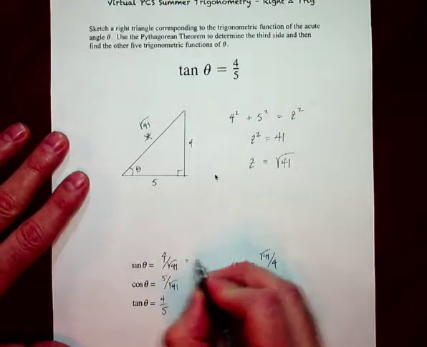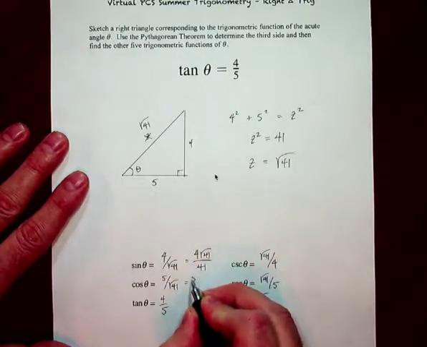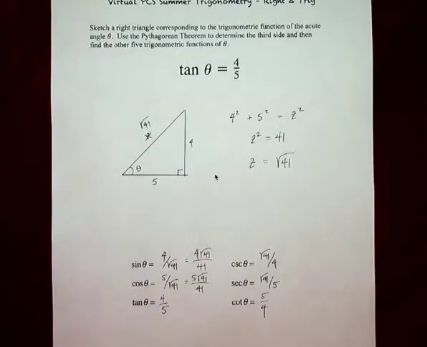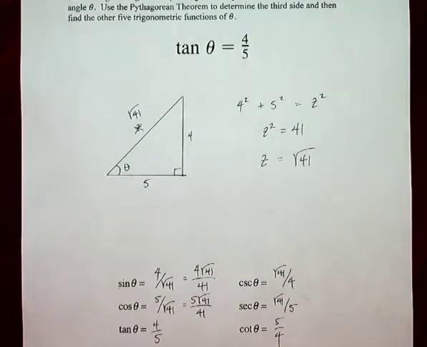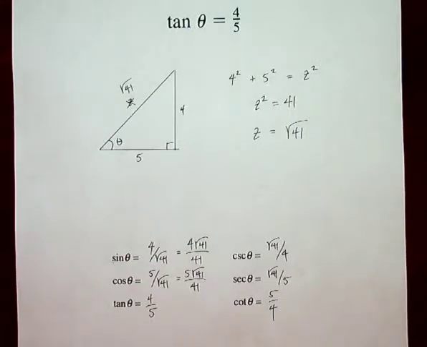Now, if we want to go ahead and rationalize these denominators, which you have most likely been in the habit of doing, we get those ratios. And let me go ahead and zoom in just a smidge so that you can see it a little bit better. And we get 4 root 41 over 41 for sine, 5 root 41 over 41 for cosine, and their reciprocals, root 41 over 4 for cosecant and root 41 over 5 for secant. So that shouldn't really be all that taxing at all.